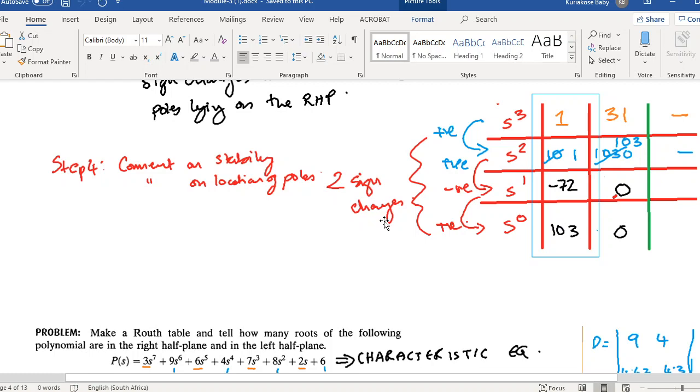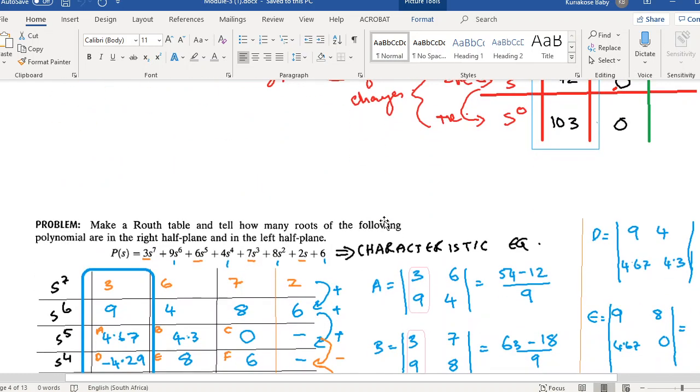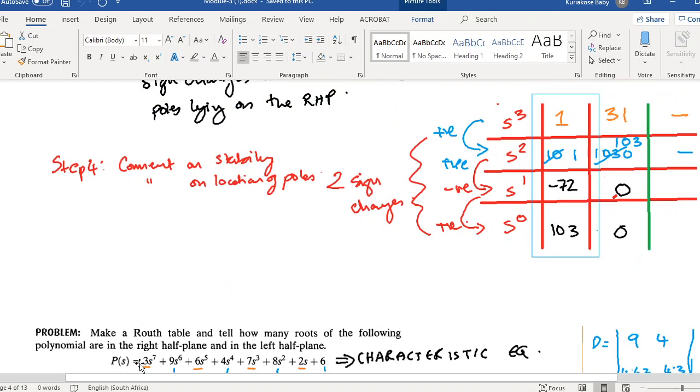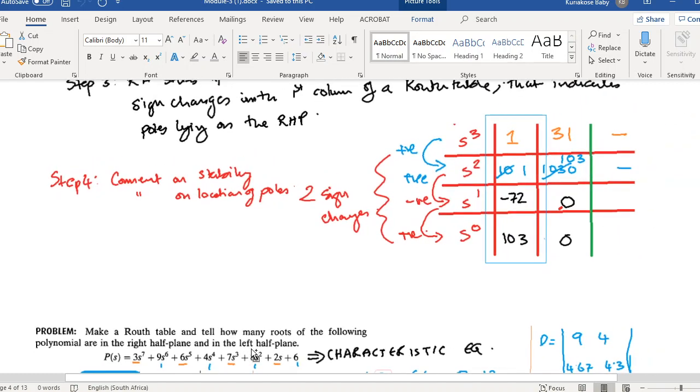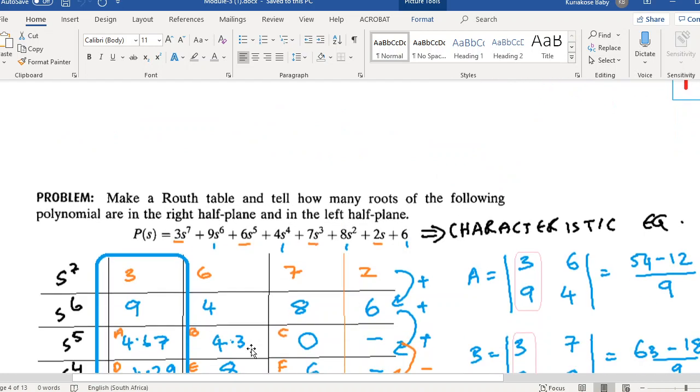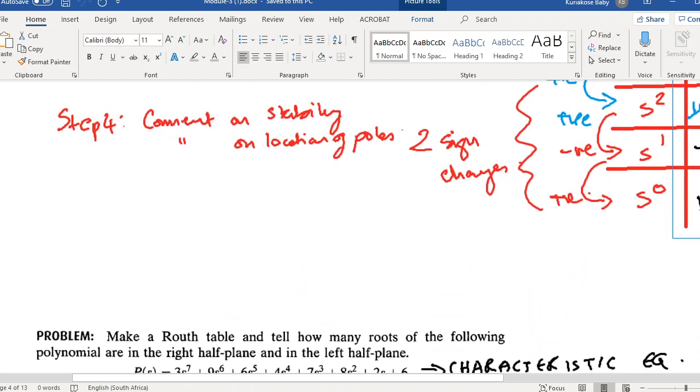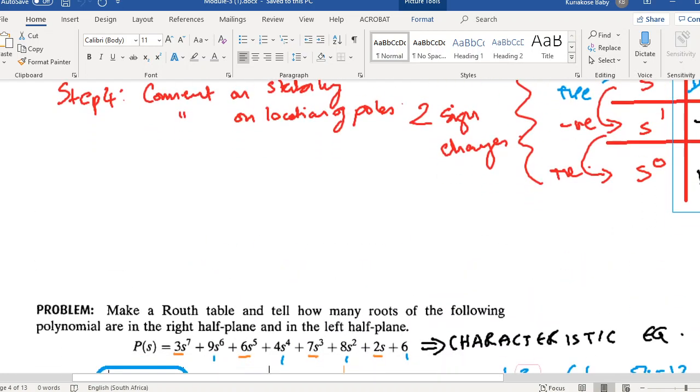Okay, so this is an example that I want us to try. It is called making the Routh table and telling how many of the roots of the following polynomial lie on the right half plane and the left half plane. This is the equation that is given there. It is 3s raised to 7 plus 9s raised to 6 plus 6s raised to 5 plus 4s raised to 4 plus 7s cubed plus 8s squared plus 2s plus 6.